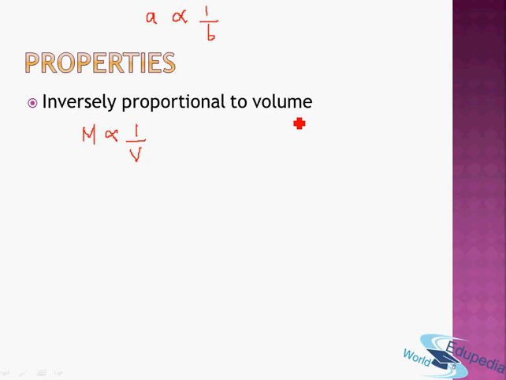Obviously, volume of solution is volume of solute plus volume of solvent. So whether I increase volume of solute or volume of solvent, the volume of solution will increase, and that will result in decrease of molarity. That is, unless you are completely neglecting the volume of solute, in which case it will be affected only by volume of solvent. Alright, let's see the next property.